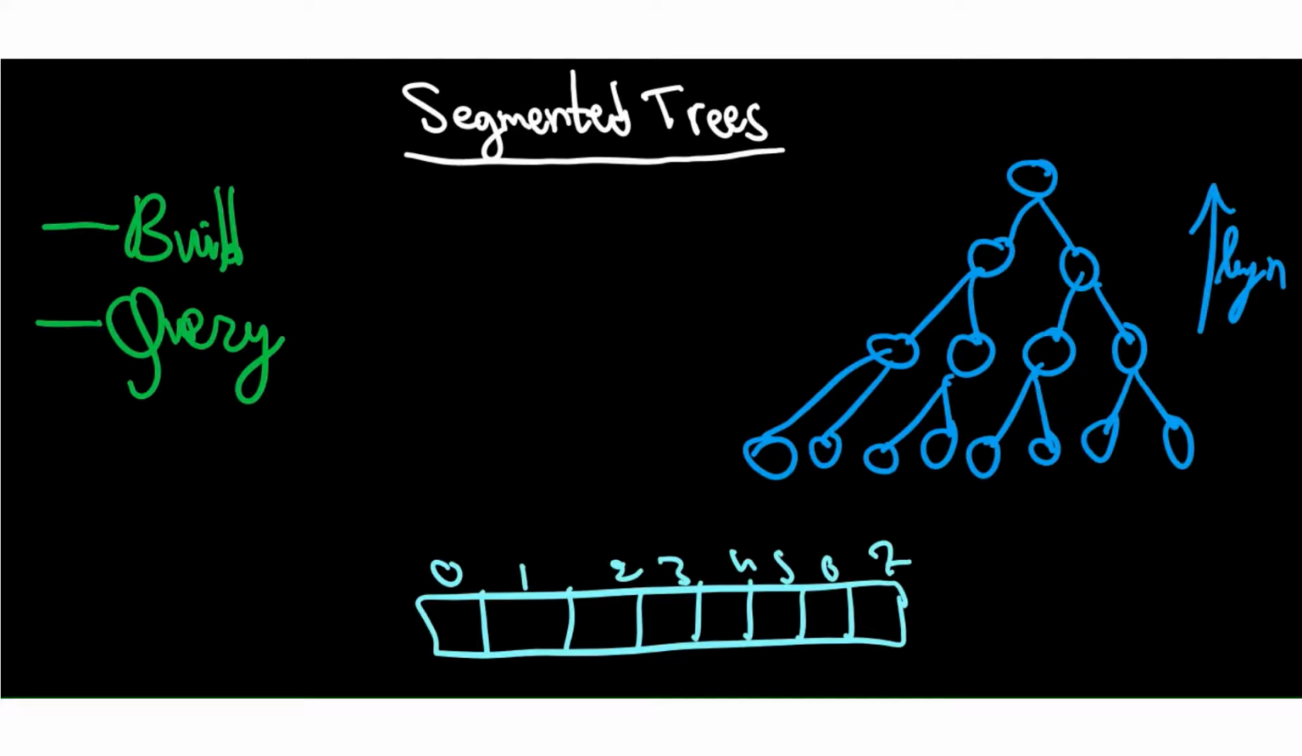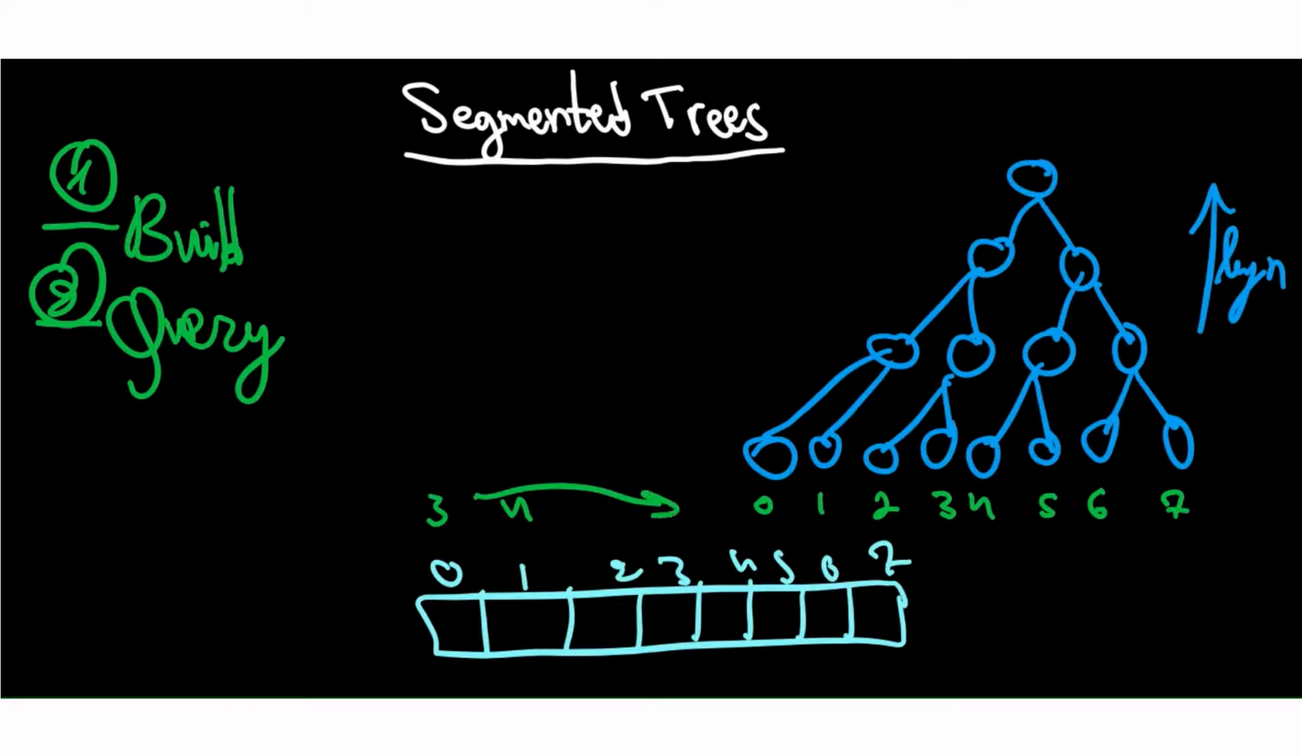Step 1, build the tree. Step 2, query. In order to build the tree, we know what the indexes are. So this is going to be index 0, this is going to be index 1 from the array, and all the leaves are going to have the same indexes. So we have all the values of the rain. If we had here 3 millimeters, 4 millimeters, all the values are now on the leaves of the tree.